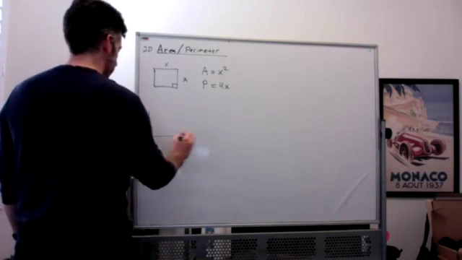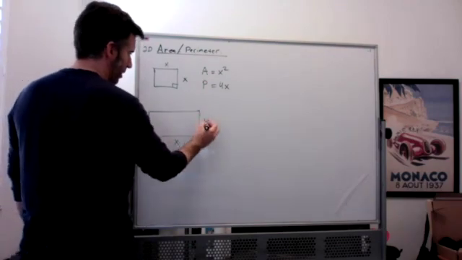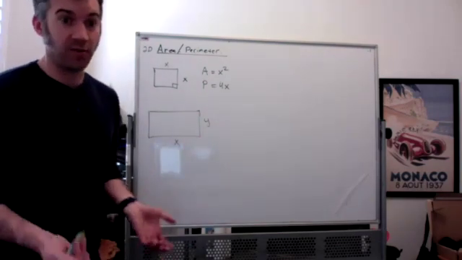Rectangle. Call the sides, I'm going to call them X and Y. You can literally use any variables you want.